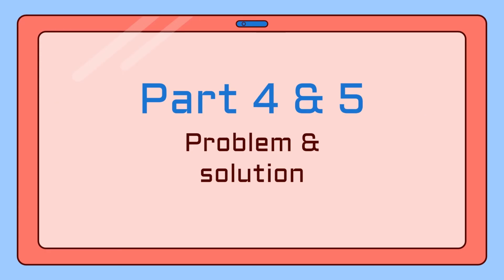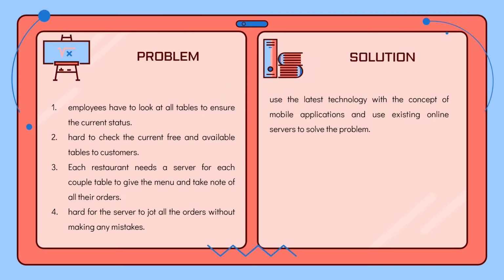Next, let's see the problem and solution. So the problem in this project is, firstly, employees have to look at all tables to ensure the current status. Second, it is hard to check the current free and available tables for customers. This is valid for a restaurant that has more than 10 tables. It will be hard for waiters, servers, and even the cashier to check the available tables.